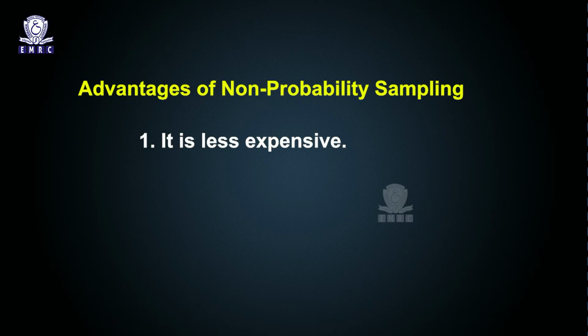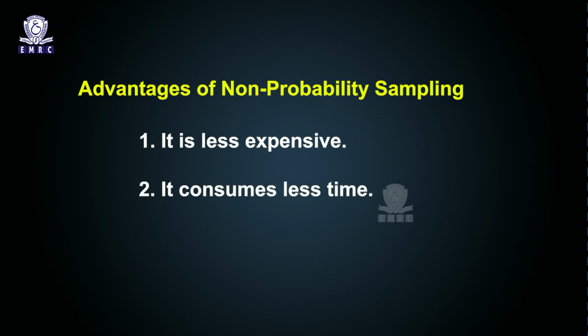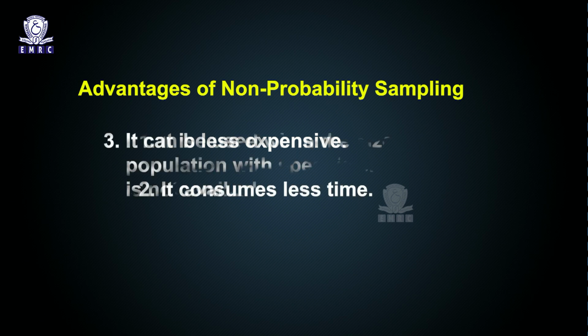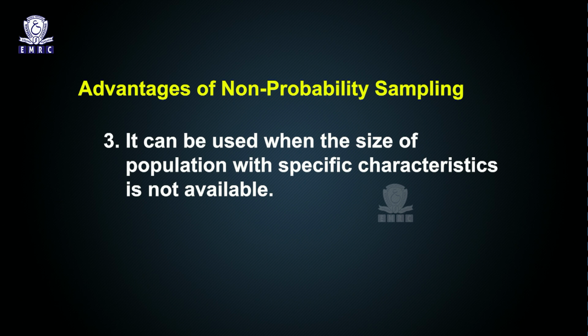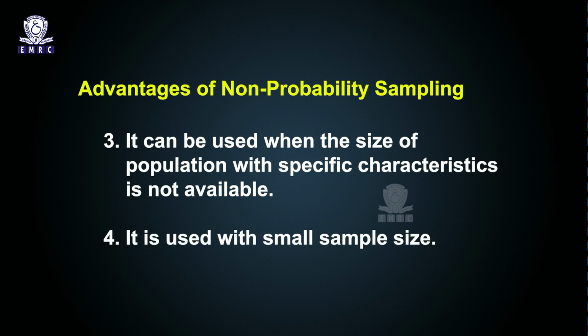Now let us discuss about the advantages of non-probability sampling in general. The first advantage is it is less expensive and it also consumes less time. Third, it can be used when the size of population with specific characteristics is not available. It is used with small sample size.